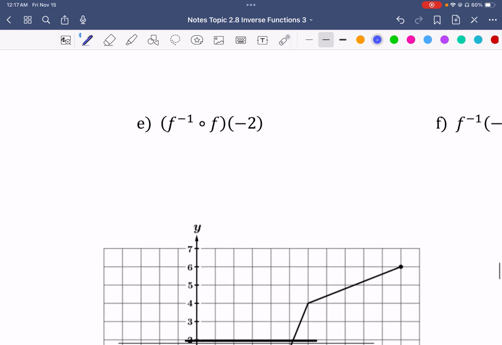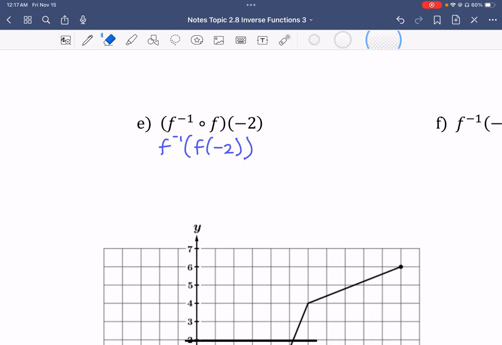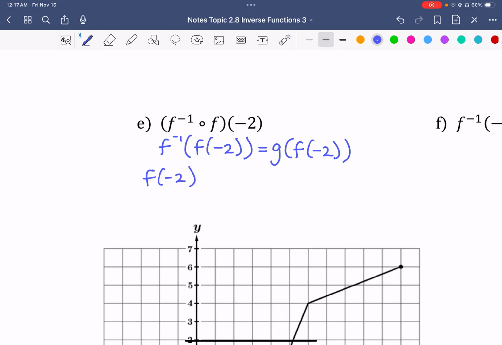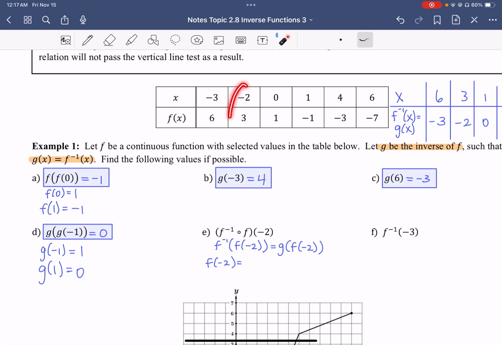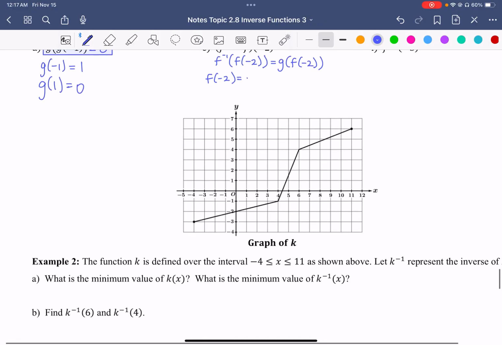Next, we have the inverse of f composed with f of negative 2, which I can rewrite in this notation. It's the same thing, but if you're more comfortable with this notation, you can rewrite it that way. And then I also know that the inverse of f is also g. So we're really just doing g of f of negative 2, where I first need to find f of negative 2. So I go to the table for f of x, and when x is negative 2, the y value is 3. So f of negative 2 is 3.